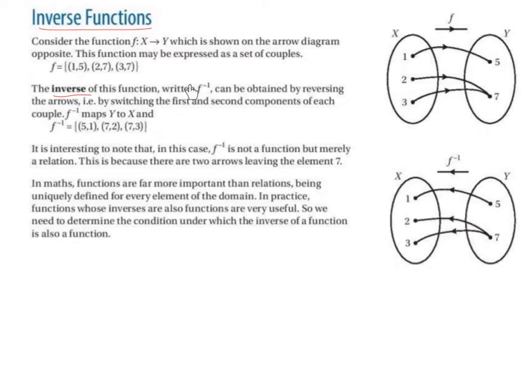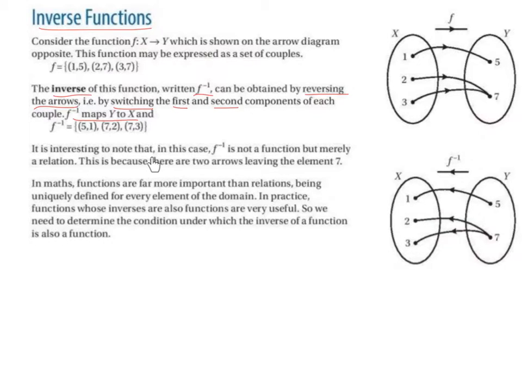The inverse of this function, written f to the power of minus 1, can be obtained by reversing the arrows, that is, by switching the first and second components of each couple. So we have f to the power of minus 1, or the inverse of function f, maps y to x. And we get the couples 5, 1, so 5 goes to 1; 7, 2, so 7 goes to 2; and 7, 3, so 7 goes to 3. So we had x mapping to y, and now we have y mapping to x.